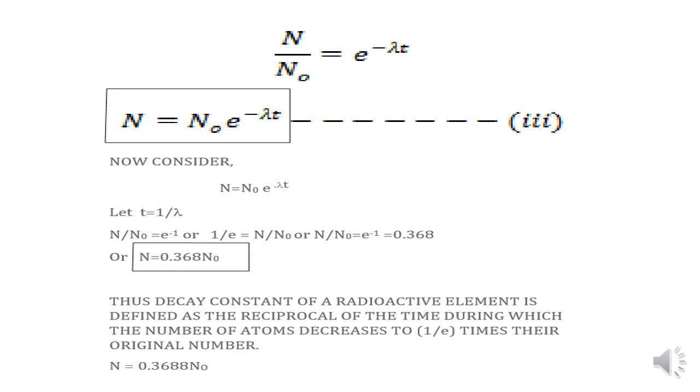So let us try to get some statistics out of this. Let us put t is equal to 1 over lambda. Then this equation becomes n by n0 is equal to e to the power of minus 1, that is 1 over e, which comes out to be 0.368. Therefore, n is equal to 0.368 n0. Thus, we can define the decay constant of a radioactive element as the reciprocal of the time during which the number of atoms decreases to 1 over e times their value.